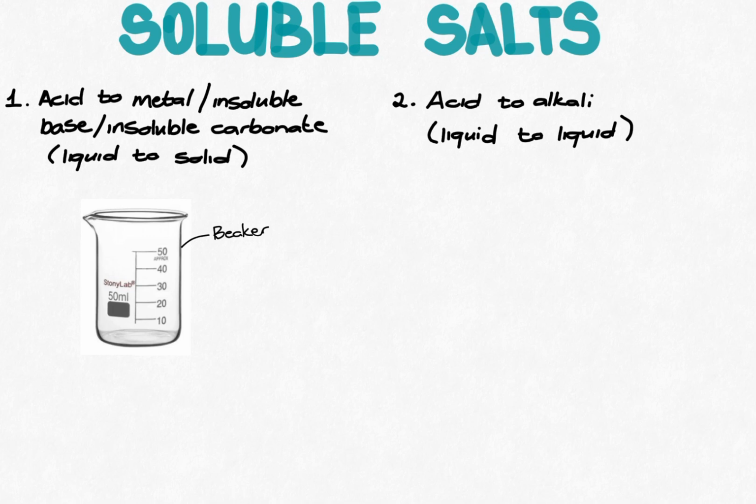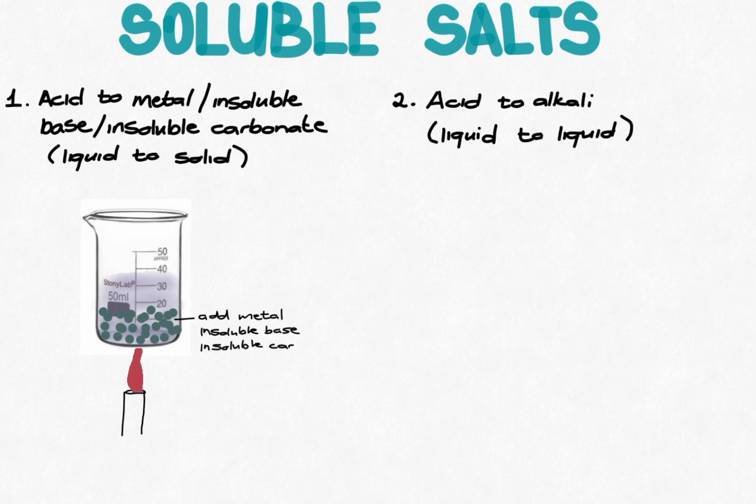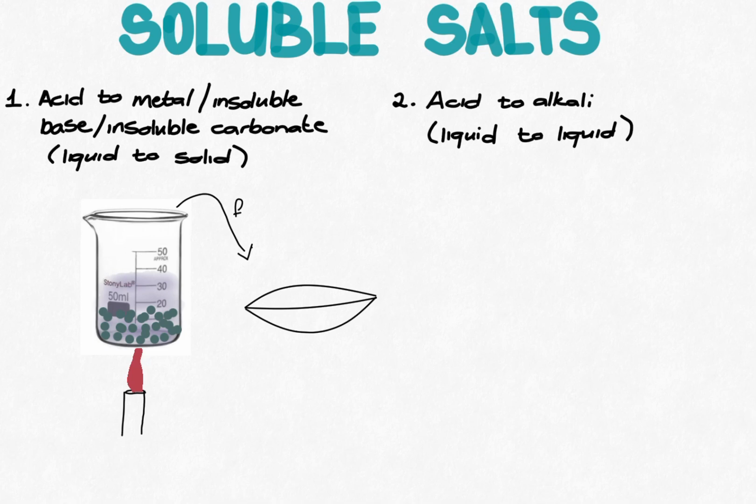So we'll first need a beaker, and in our beaker we'll add our dilute acid. We will then heat up the acid to increase the rate of the reaction. We can then add our metal or our insoluble base or our insoluble carbonate. Now remember, even though the metal or the insoluble base or the insoluble carbonate is insoluble, it's insoluble in water and not in acid. So we can add it until it's in excess, meaning until nothing more is dissolving. We will then continue to heat it up and then pour it through filter paper to get rid of excess metal or insoluble base or insoluble carbonate.